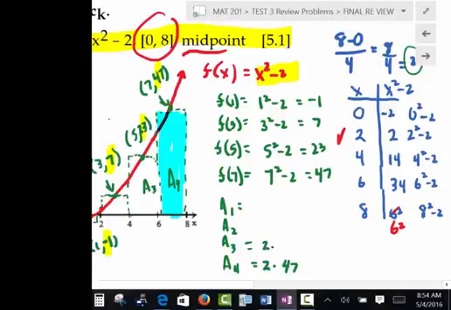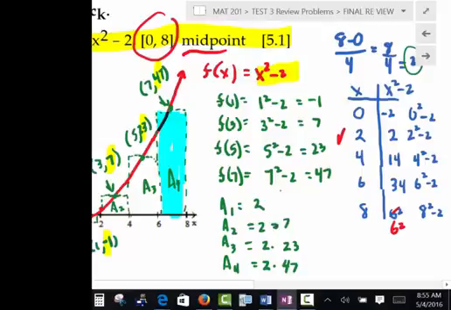What's the height of A3? 23. And so forth. A2 is going to be this rectangle. Its base is 2. Its height is 7. Then when you go to A1, which is this little rectangle right here, its base is 2.